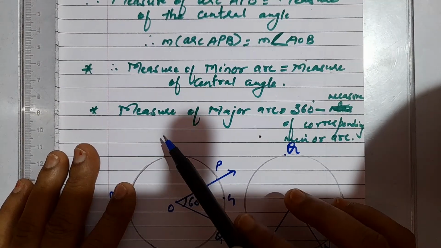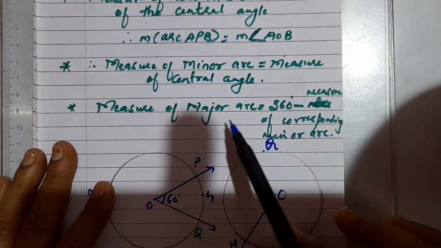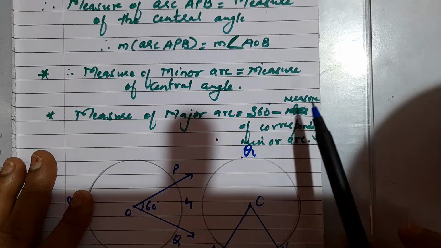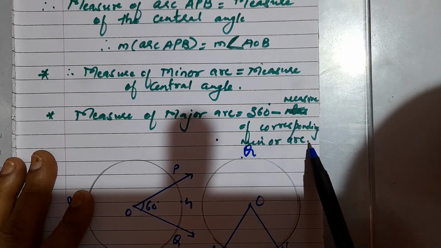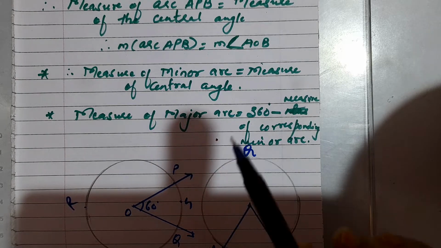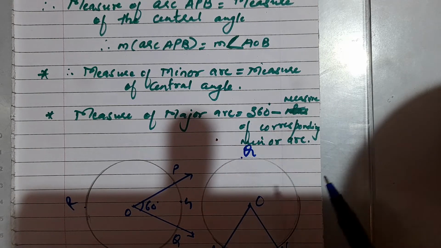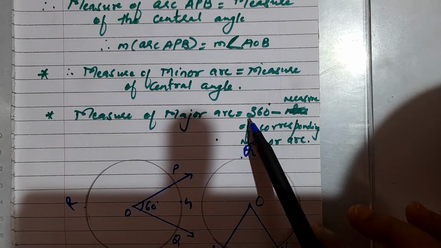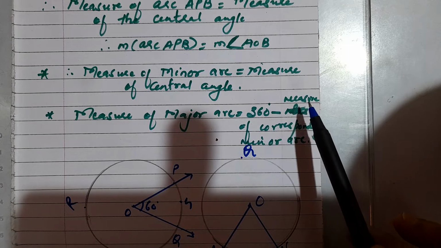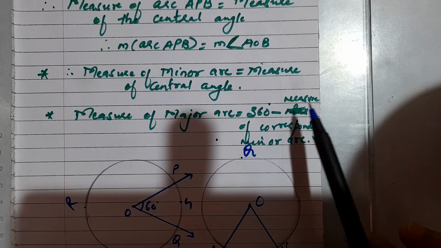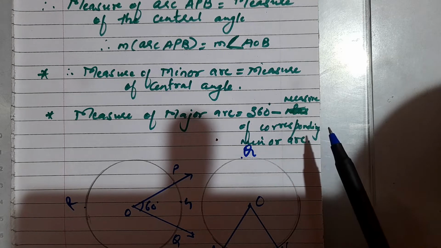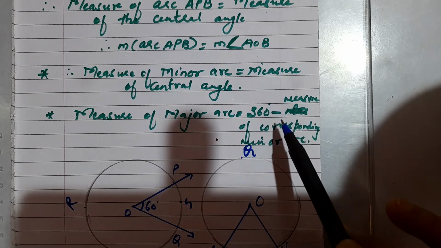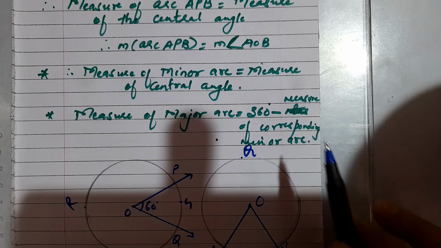Now what about the measure of the major arc? The measure of the major arc will always be equal to 360 minus the measure of the corresponding minor arc. That means, children, suppose in the question it comes: what will be the measure of the major arc, the bigger arc? We have to find the value of the bigger arc. In that case you have to subtract, that is 360 minus the measure of the corresponding minor arc, whatever the value of the minor arc is, and then you will get the answer.